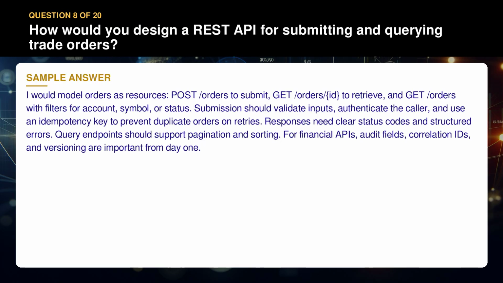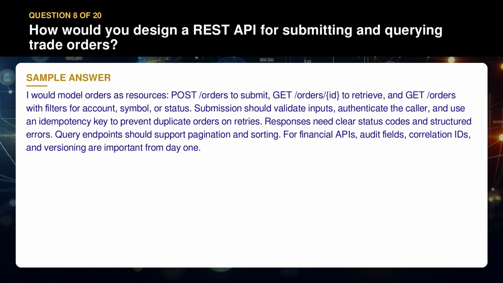I would model orders as resources. Post orders to submit. Get orders, get ID to retrieve. And get orders with filters for account, symbol, or status. Submission should validate inputs, authenticate the caller, and use an idempotency key to prevent duplicate orders on retries.